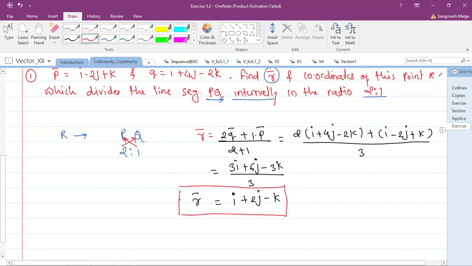So if this is a position vector, then the coordinates of R क्या होंगे भाई? The coordinates of R will be the coefficients of i, j and k. So this is 1, this is 2, and it is minus 1. These are the coordinates of R. Is it okay? Very good. I hope this is very clear. So remember this trick. If it is internal, take plus sign. If it is external, take minus sign. The trick will remain same. Cross multiplication करना है आपको सिर्फ.